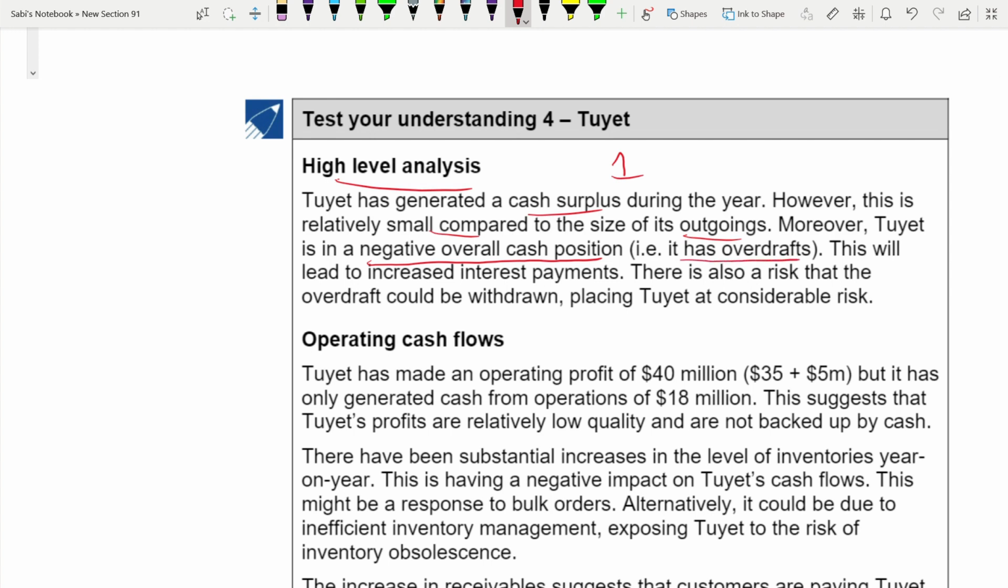Looking at it, you can tell this one thing. Because of this overdraft, it will lead to increased interest payment. Okay, this is a risk. Why? Because an overdraft could be withdrawn anytime. So there's a considerable risk. This is high level analysis. Now we'll go in detail to each one of it. Starting with operating cash flow.